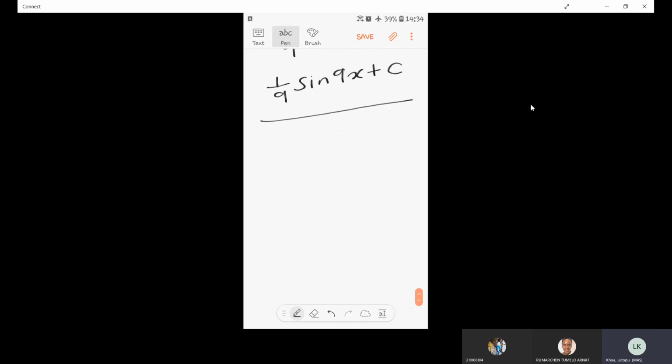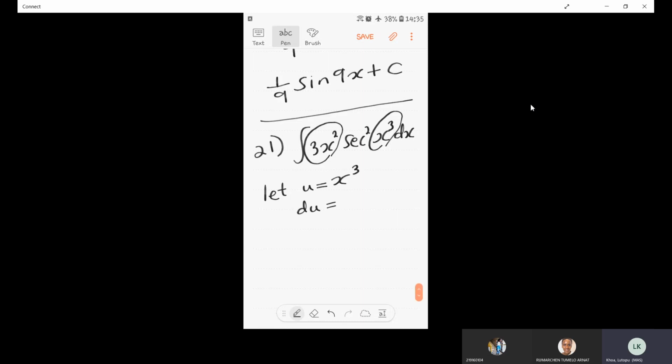And then these are question 2, number 1. We have to integrate 3x squared sec squared x cubed dx. So here you can see the derivative of x cubed is over there. So this is an easy substitution. You let u equal x to the power of 3. This means that du is equal to 3x squared dx.